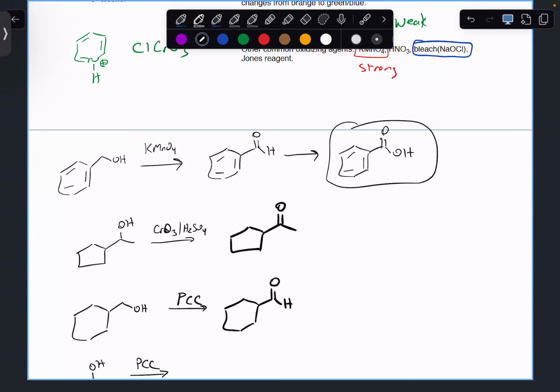So that's the real difference. It stops.